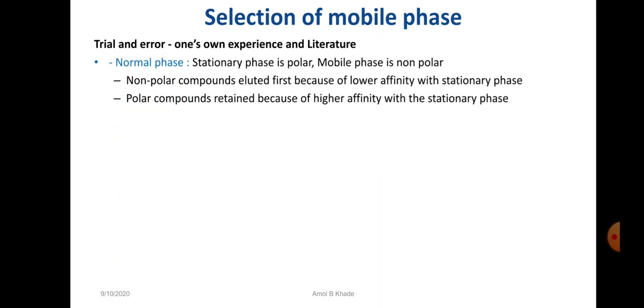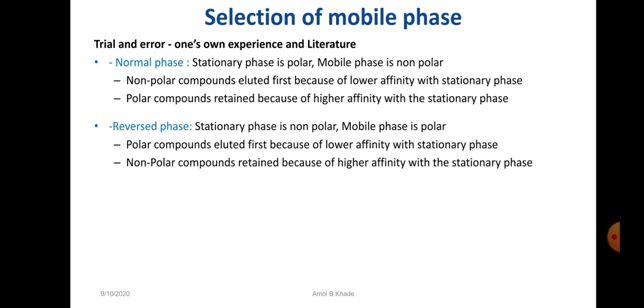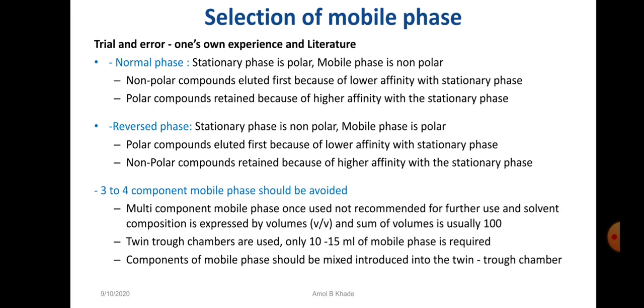So the selection of mobile phase is again based on trial and error, and we have to use our own experience and the literature search. So usually we know what is normal phase. It is a phase in which stationary phase is polar and mobile phase is non-polar. So in normal phase, we know non-polar compounds are usually eluted faster than the polar ones, and the reverse phase is exactly opposite to that, where stationary phase is non-polar and the mobile phase is polar, and hence polar compounds will be eluted first because of the poor affinity with the stationary phase.